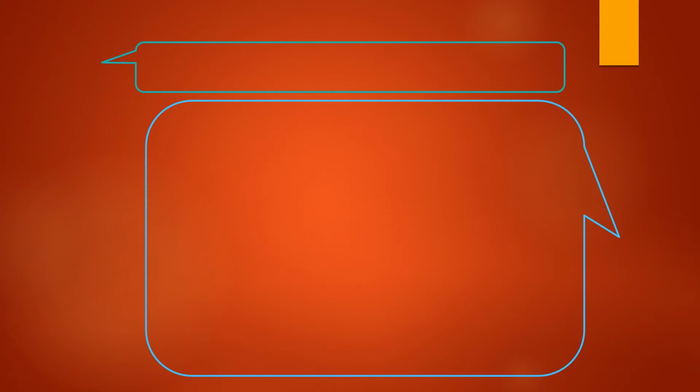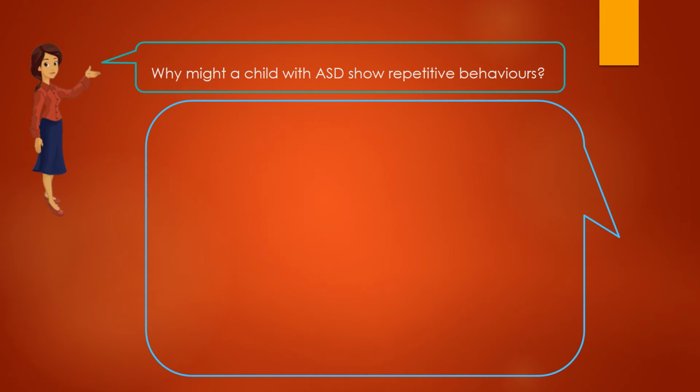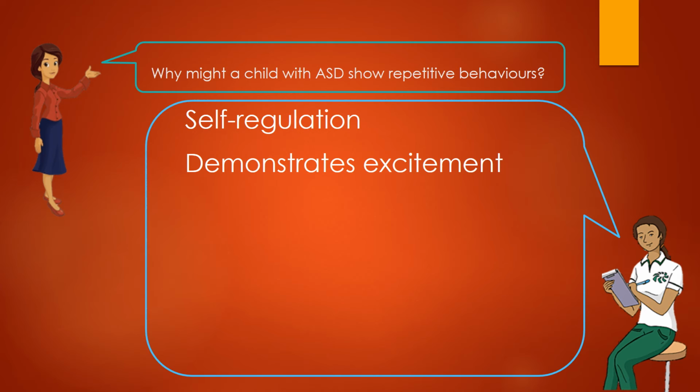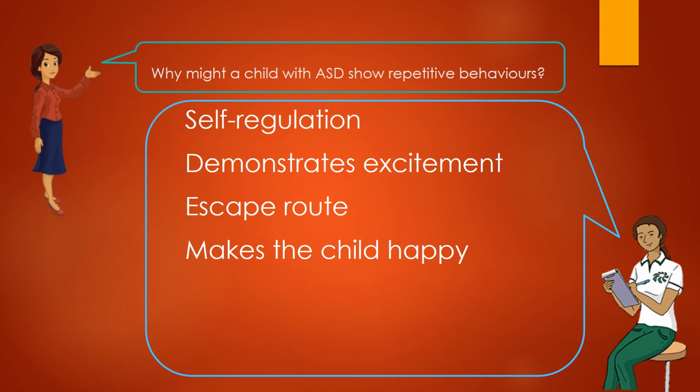So, here's a question for you. Why do you think a child with ASD might show repetitive behaviours? It may help with self-regulation, which helps the child become calm and overcome situations of stress or upset. It may demonstrate excitement. It may provide the child with an escape route when they are overworked or wound up. It may just make the child happy.